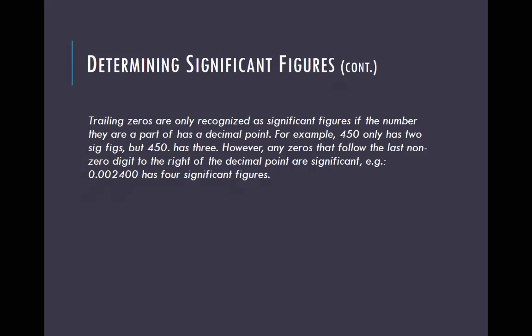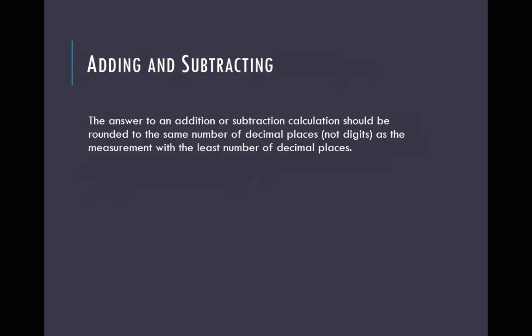Now let's look at actually doing some math with this, so we can see how adding, subtracting, multiplying, and dividing work with sig figs. When adding or subtracting, the answer of the calculation should be rounded to the same number of decimal places. This is not counting total digits. You look at where the decimal place is, and the number with the fewest decimal places is the least accurate, and that's the one you trim to.